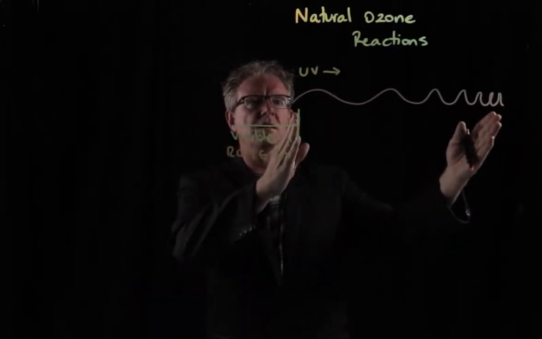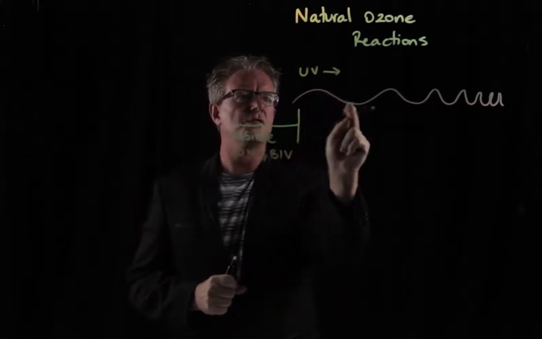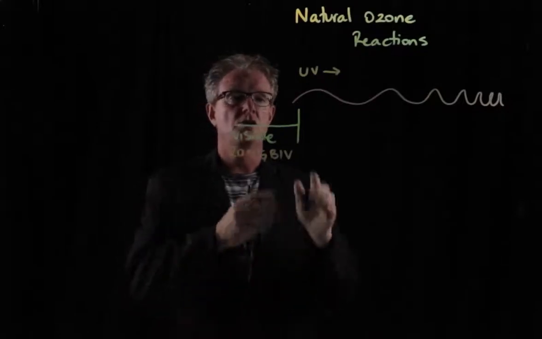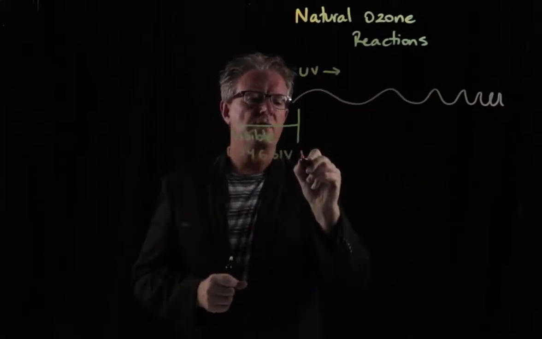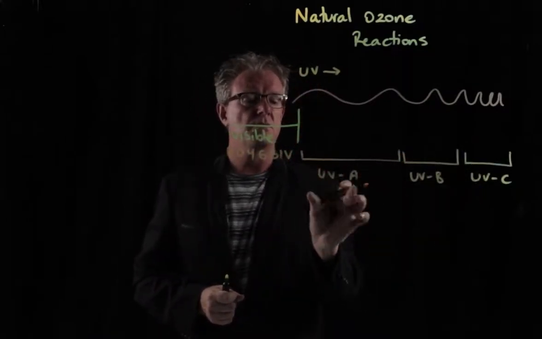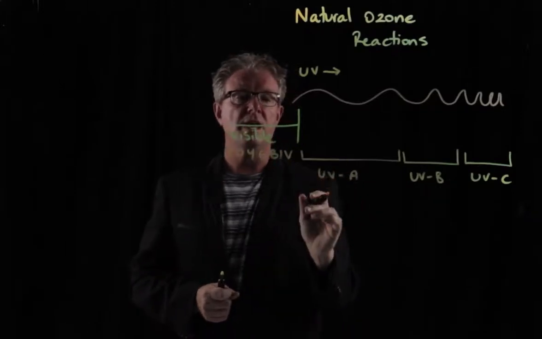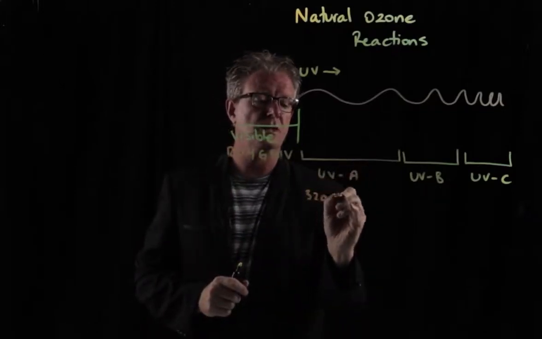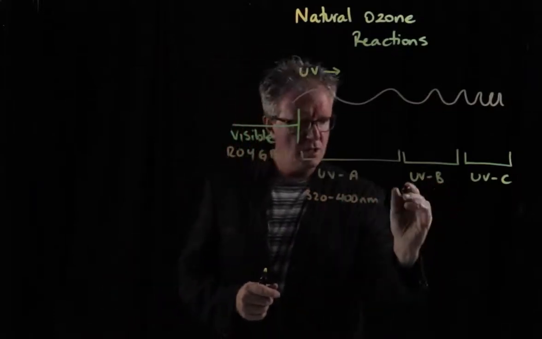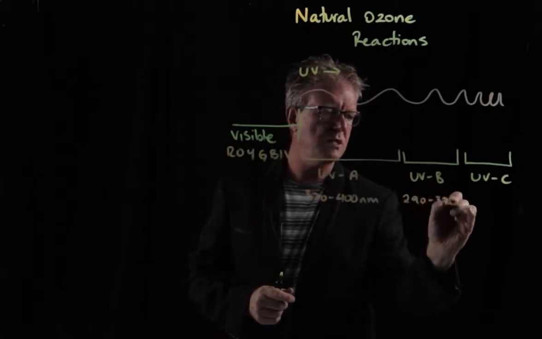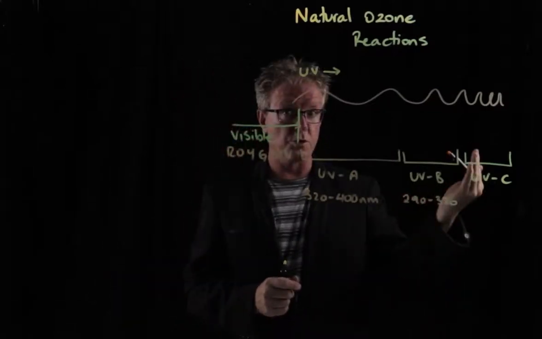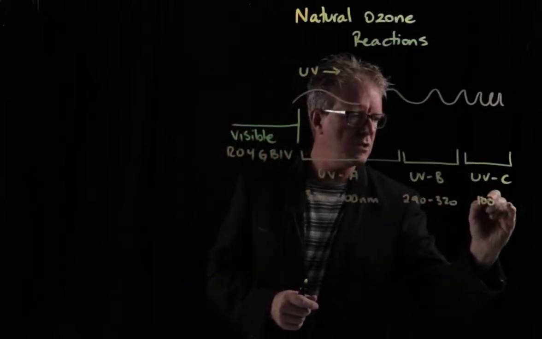If we say for the moment that this is UV radiation, you can see that there are different intensities of UV radiation due to the frequency and the wavelength. If we break this up into three regions, we've got UVA, UVB and UVC. UVA has a wavelength of about 320 to 400 nanometers. Then UVB is 290 to 320. And then UVC has the smallest wavelength and therefore the greatest intensity, at 100 to 290.